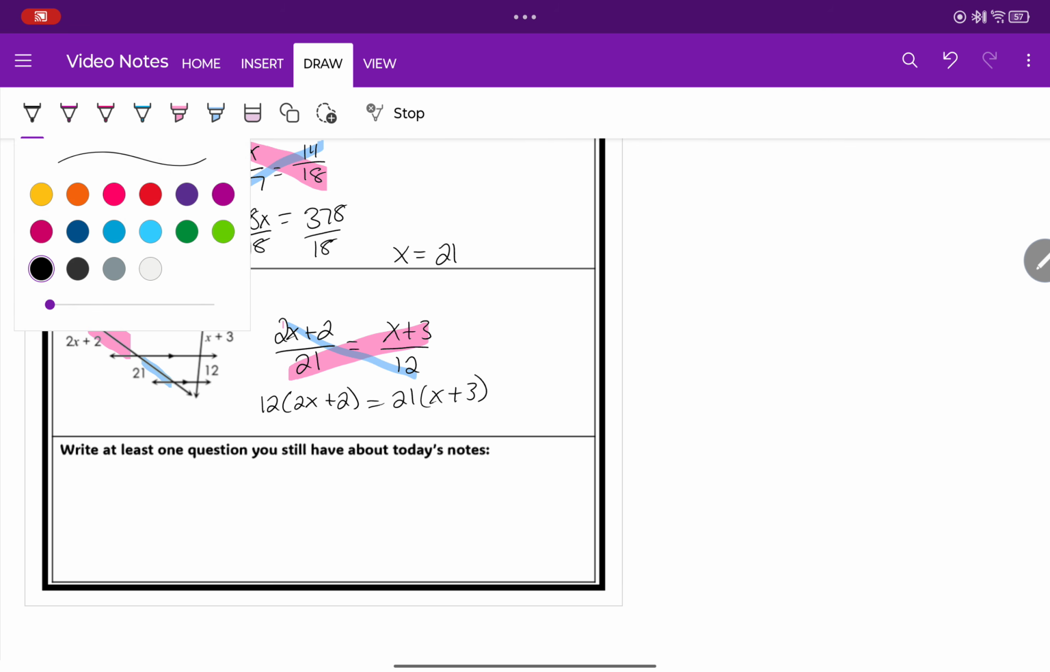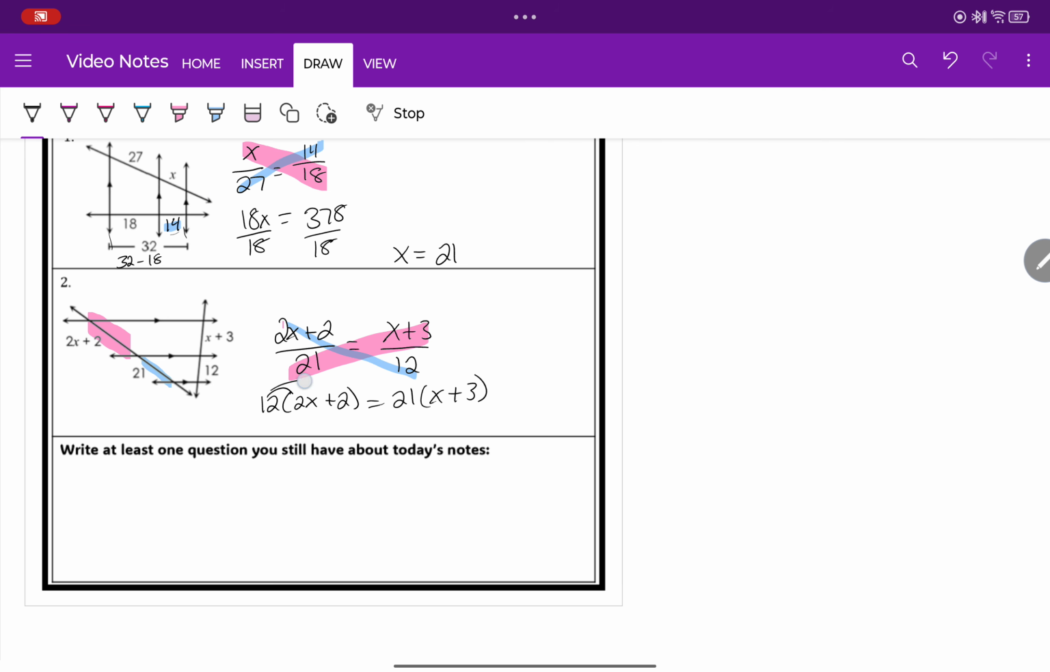I need to go ahead and distribute on both sides to get 24x plus 24 is equal to 21x, okay, plus 21 times 3 is 63. So from here, I need to go ahead and get x to one side. I'm going to subtract 21x from both sides, so I don't have a negative x, and then subtract 24.